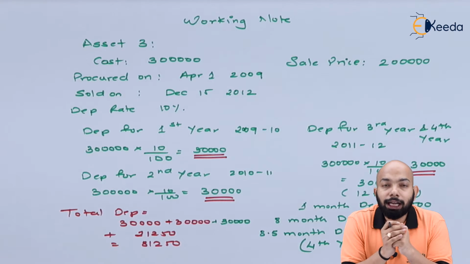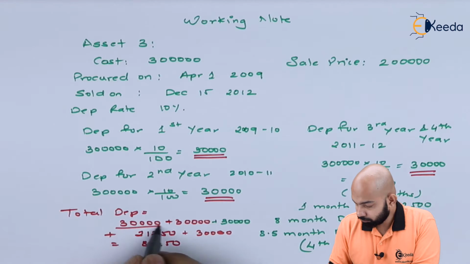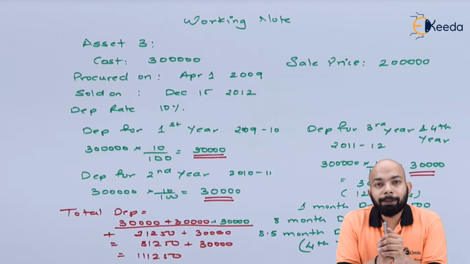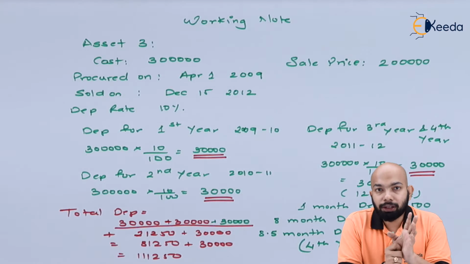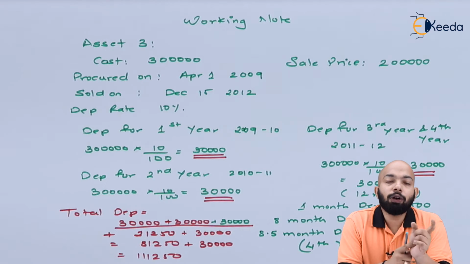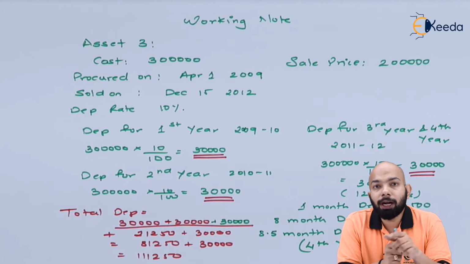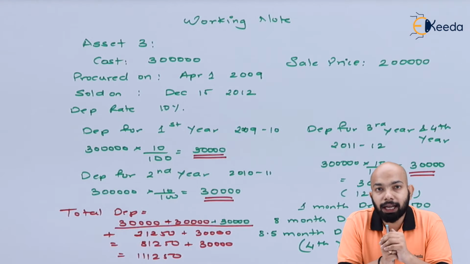So the total depreciation calculation will be as follows. The total depreciation on this specific asset will be, for the first year, 30,000. That means from the year 2009 till March 2010 it will be 30,000. For the second year, from April 2010 until March 2011, it will again be 30,000. And again from April 2011 until March 2012, it will be 30,000. So the 3 years' total depreciation of 90,000 has been calculated.